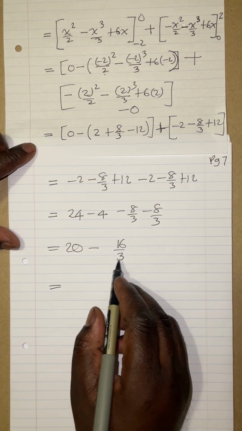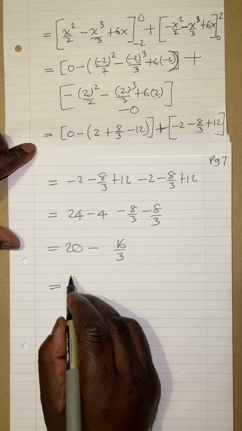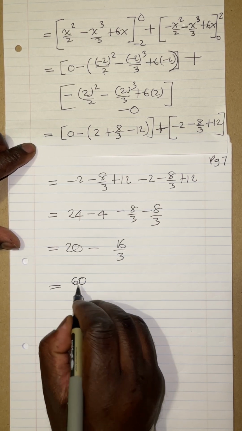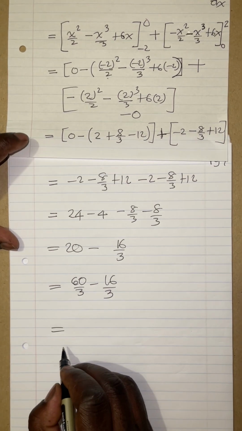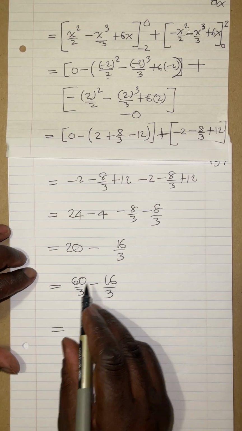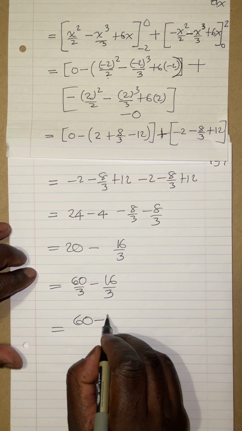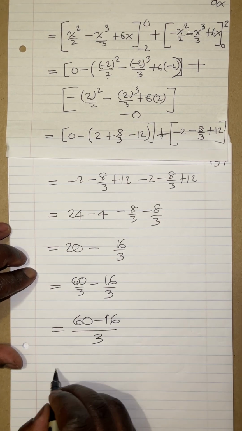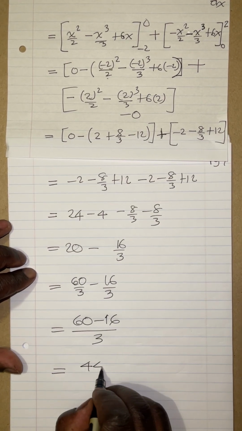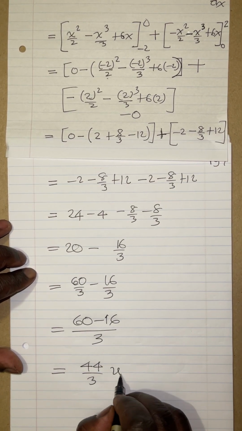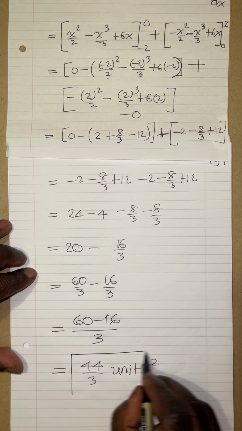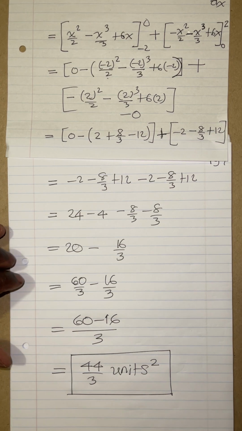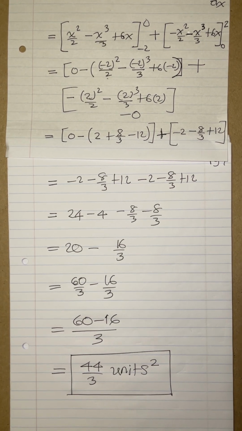And this is going to be multiplied by 3 here. It will be 60 over 3 minus 16 over 3, and if you subtract 16 from 60 over 3, the answer is just going to be equal to, I think, 44 over 3. Remember, we're supposed to say square units. This is area bounded by two functions.